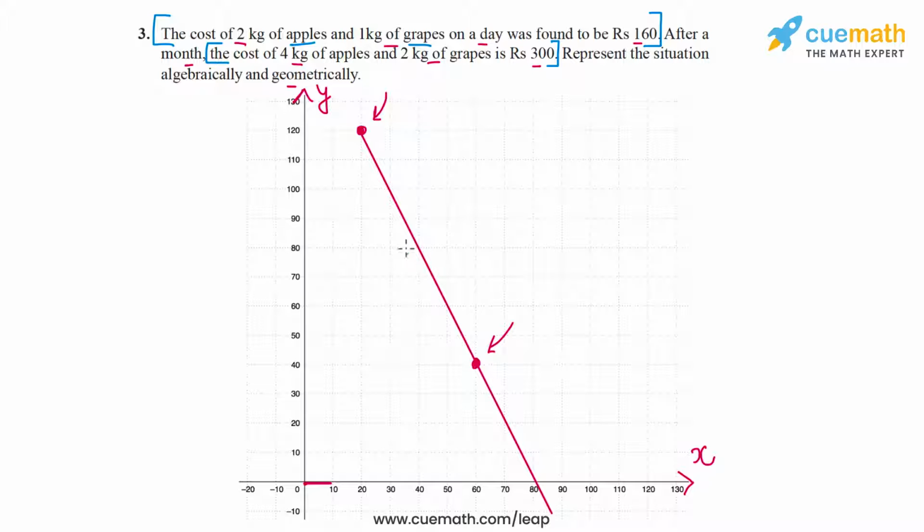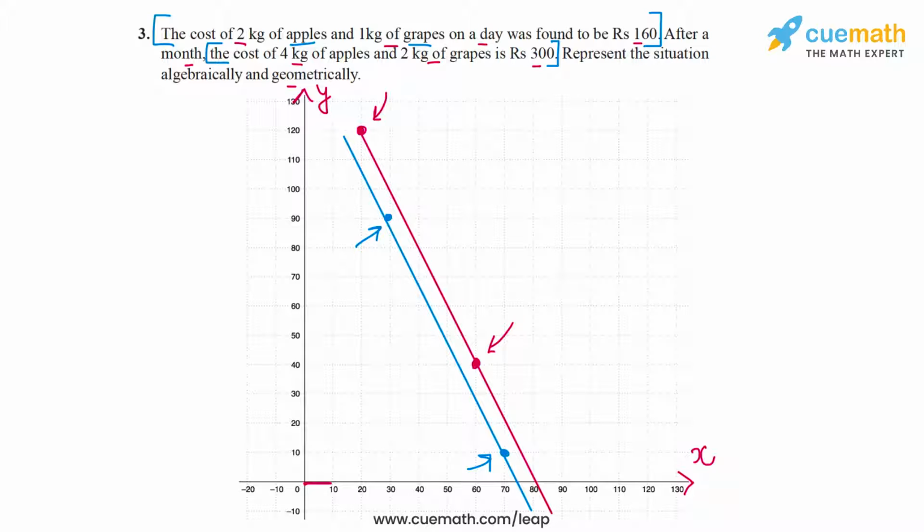So here's our graph once again, and the two solutions I got were 30, 90. So 30, 90 is this point here. And the second solution I got was 70, 10. So 70, 10 is this point here. And now what I have to do is draw the line through these two solutions, and what I get is a line like this. So this blue line represents the second equation, 4x plus 2y equal to 300.